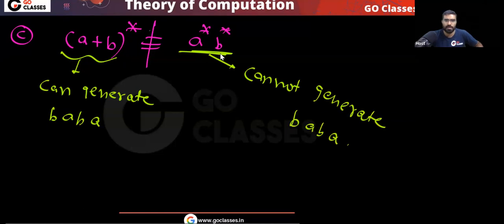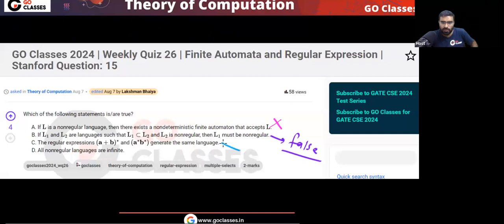Okay, very simple. Actually this is sigma star. It can create every string. So this is also false. What about the next? All non-regular languages are infinite. Every non-regular language is infinite. Yes, every non-regular language will be infinite.